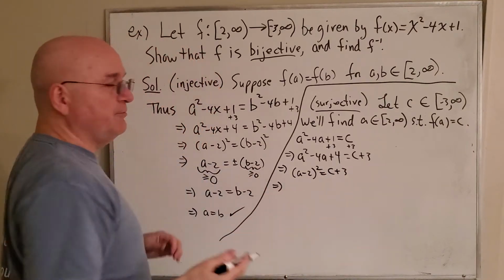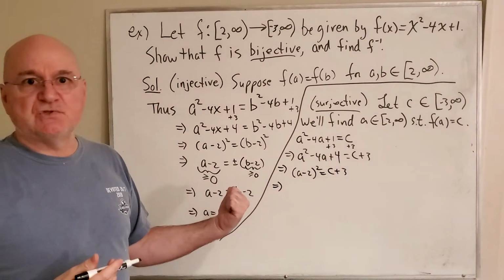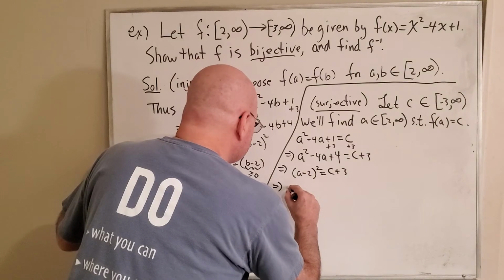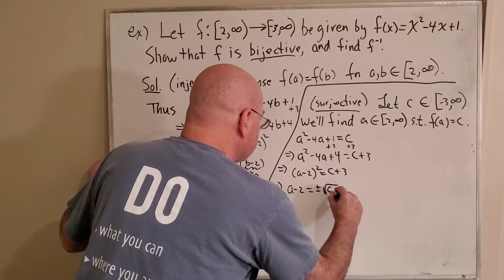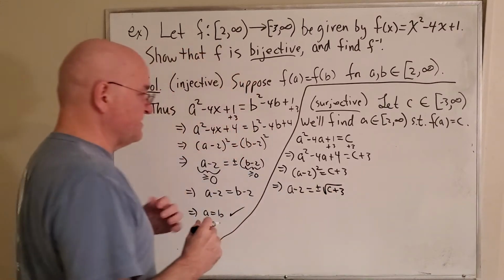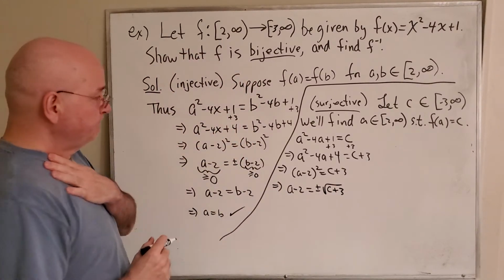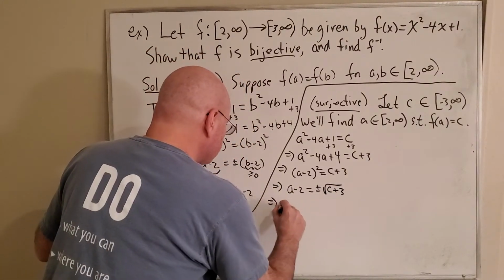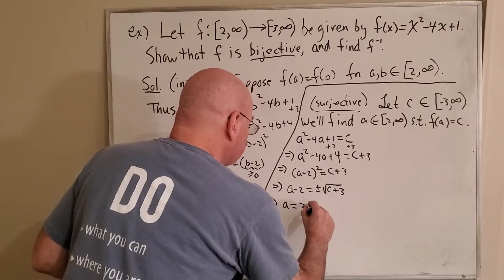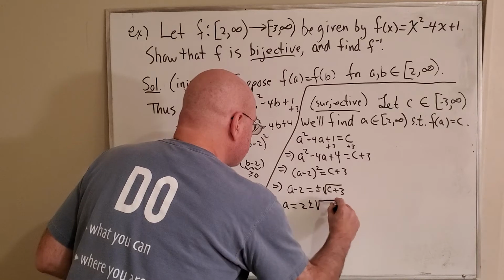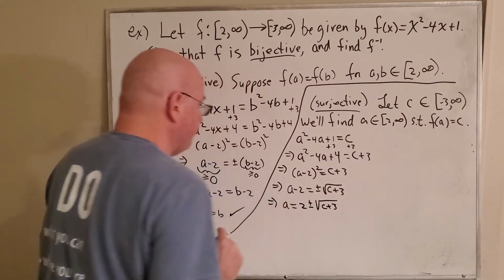We do the square root property again to get A minus 2 on the left equals plus or minus the square root of C plus 3 under the radical. So A is equal to 2 plus or minus the square root of C plus 3.